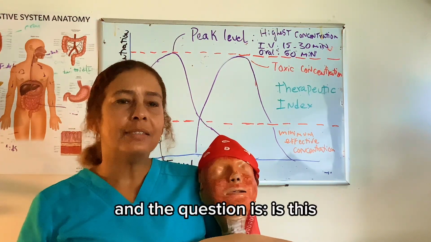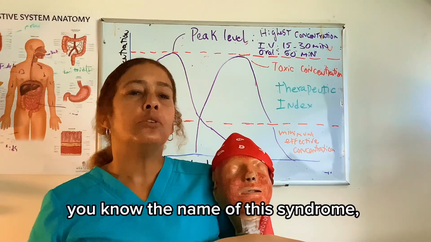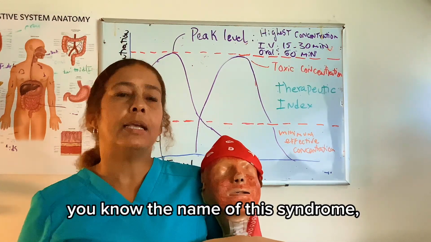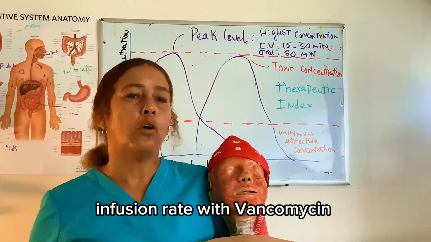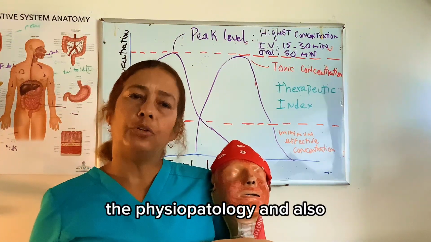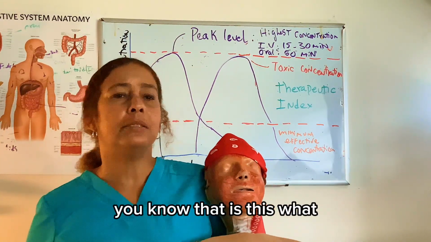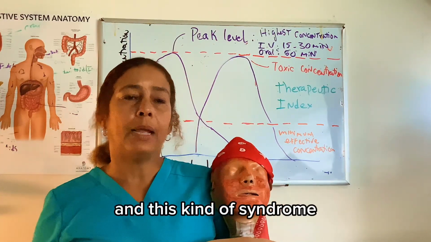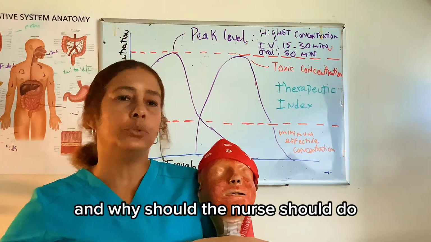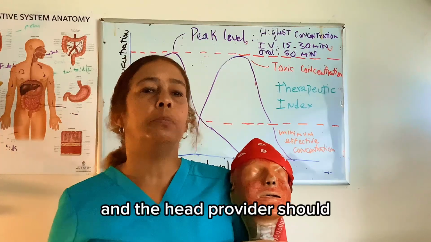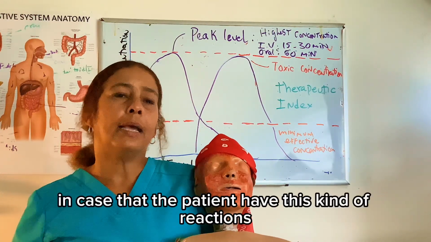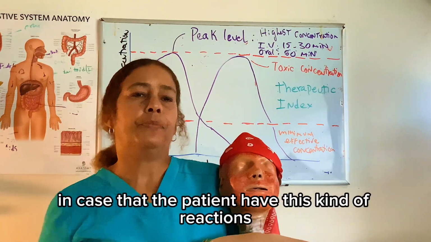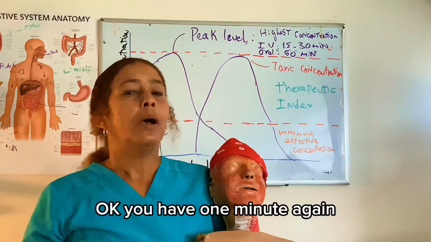And the question is this: what is the name of this syndrome that occurs with the infusion rate of vancomycin, and its physiopathology? Also, what is the difference between anaphylaxis and this kind of syndrome, and what should the nurse do and the health provider recommend in case the patient has these kinds of reactions? Okay, you have 1 minute.